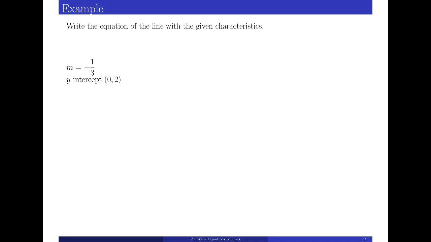So the easiest case that we could get is given the slope and the y-intercept, because we're going to try to write these into slope-intercept form, which is y equals mx plus b. And so really the only things that we have to fill in are the slope and the y-intercept. Those are the two pieces that we need to put in there. The y stays, the x stays. So we need to know the slope and the y-intercept.